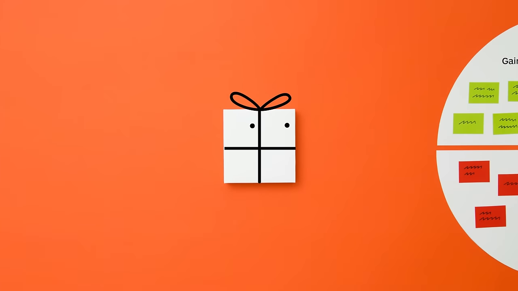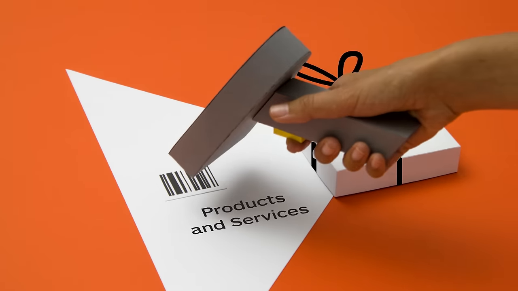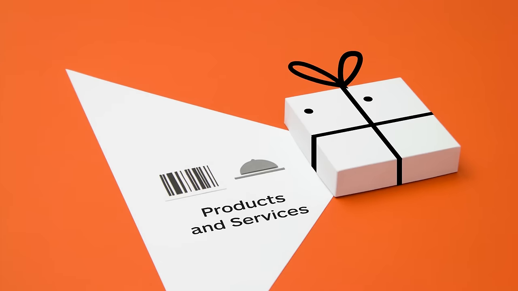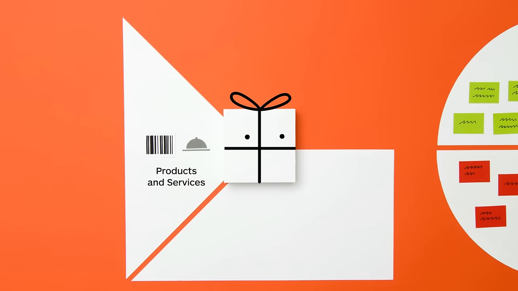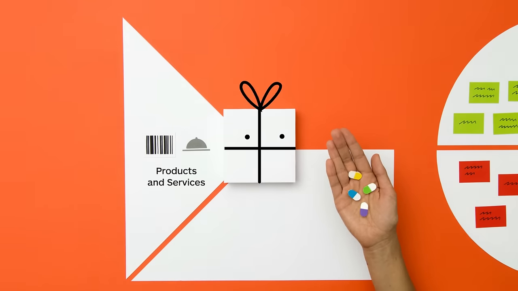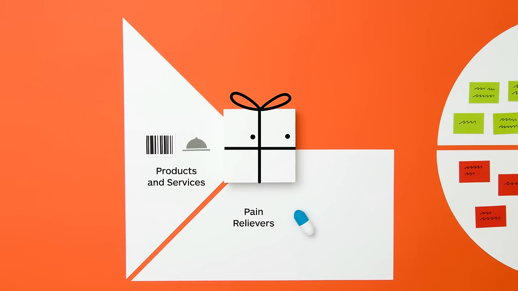The second part of the canvas is the value map. With it, you list the products and services your value proposition builds on. You describe in which way these products, services, and features are pain relievers, how they eliminate, reduce, or minimize pains customers care about, making their life easier.